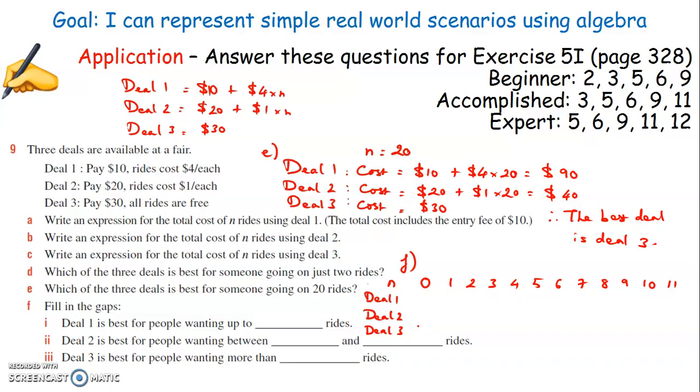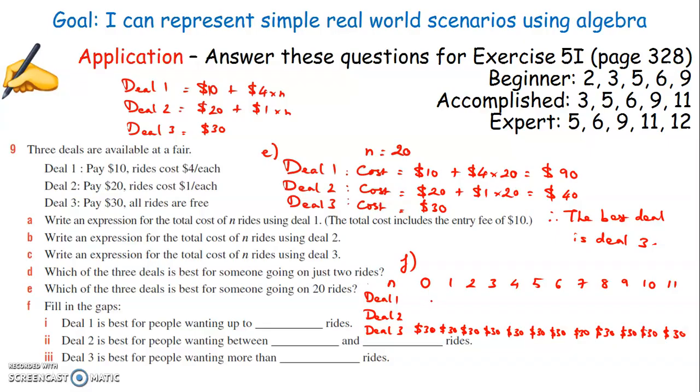So for deal number 3, the easiest one for me to fill out now, it doesn't matter how many rides I'm going on, it's always going to be $30. Please excuse me for the small writing here, I'm running out of space. All right, so deal number 3, again, doesn't matter how many rides you go on. It's just going to be $30 for you to enter the fair.